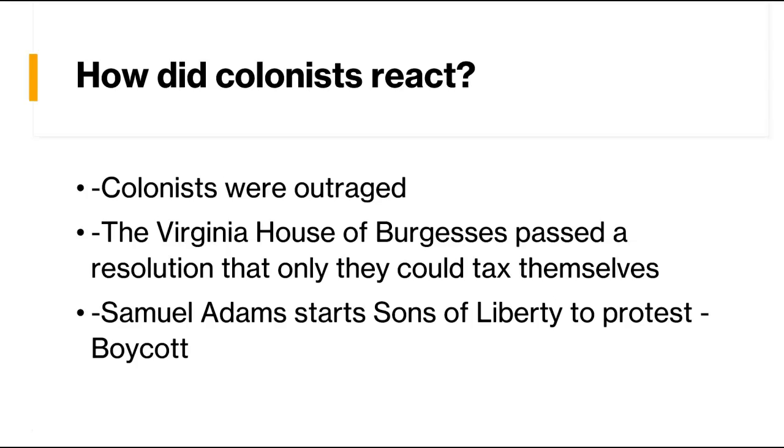The Virginia House of Burgesses, remember that's one of the colonists' forms of government that they had, passed a resolution that only they could tax themselves. Samuel Adams starts the Sons of Liberty to protest, and people boycott. So they stop buying British paper. They try to sort of limit their use of paper in general in order to show that they're angry and to not pay the tax.